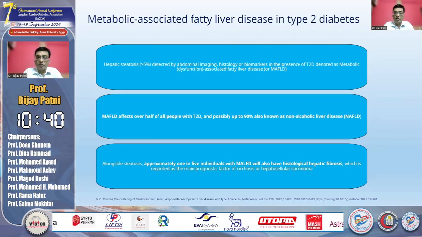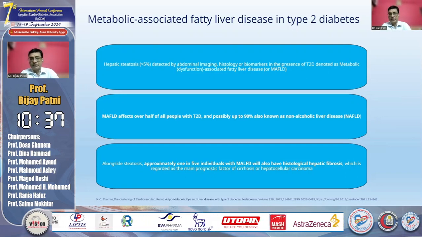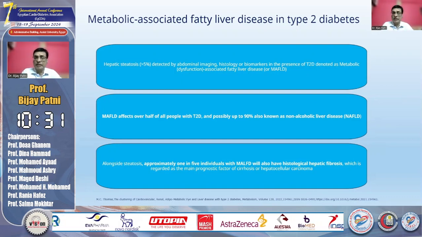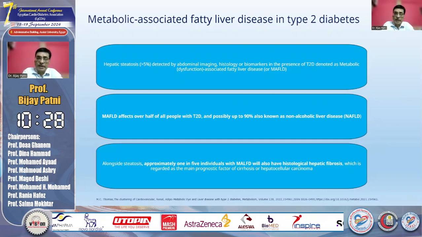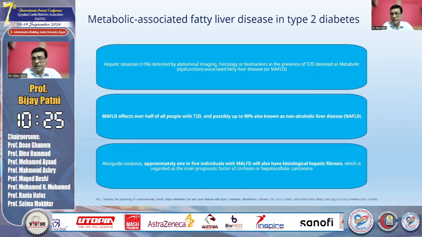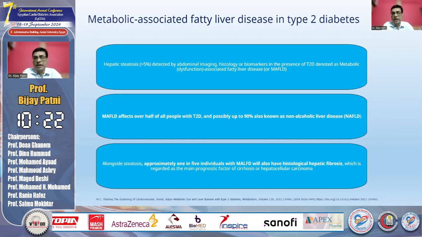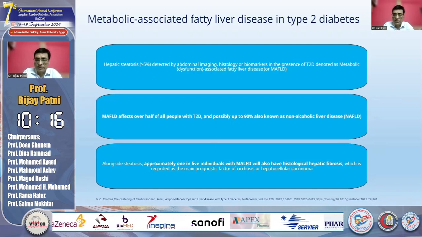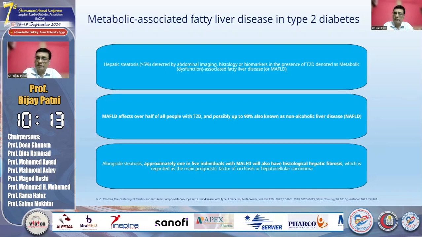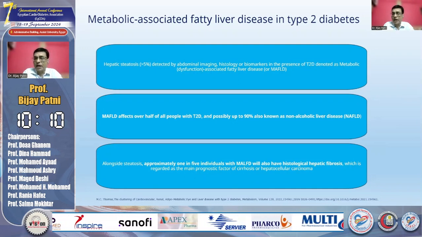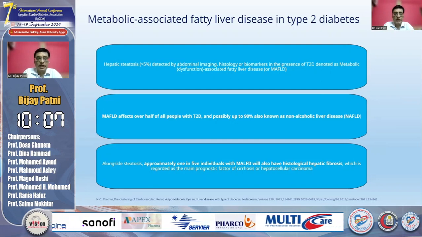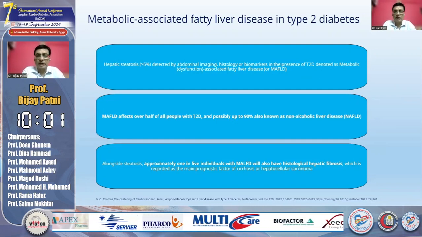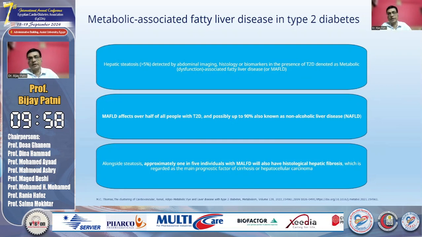And it affects about one half of all the people with type 2 diabetes, and possibly may go up to 90%, and they are also known as non-alcoholic fatty liver disease. But obviously, this term has been discarded now, and probably the best term to describe it is metabolic dysfunction associated fatty liver disease. Alongside the steatosis, approximately 1 in 5 individuals with MAFLD will also have histological hepatic fibrosis, which is regarded as the main prognostic factor of cirrhosis or hepatocellular carcinoma. So this again becomes a very special entity in the cardiorenal metabolic disease.